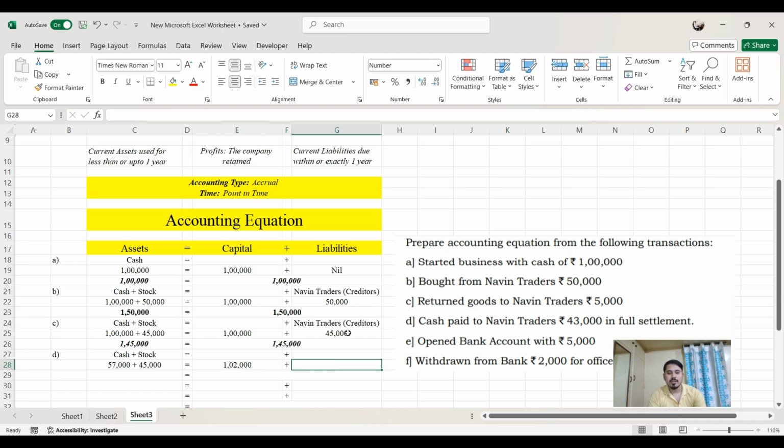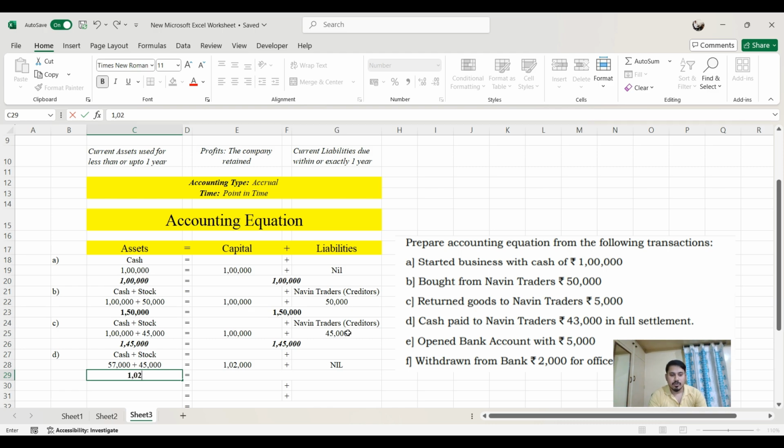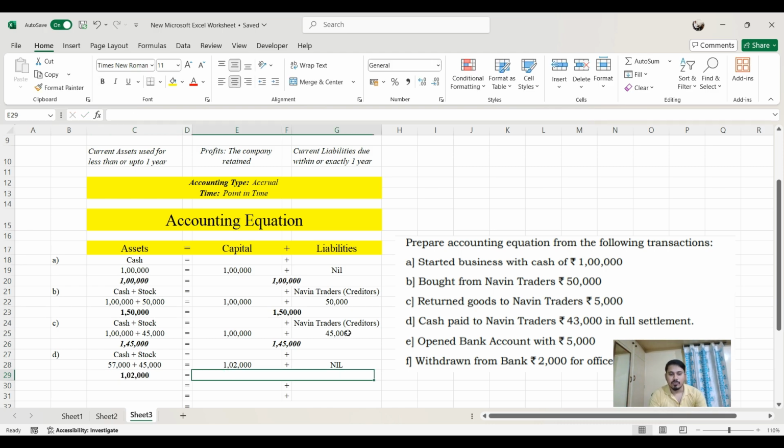So 1 lakh 2,000. And coming to the liability, I have made the full settlement. So irrespective of the 45,000, I have made the payment of 43,000. So the liability will be nil. So by the end of the fourth transaction, the total value will be 1 lakh 2,000 on both sides.